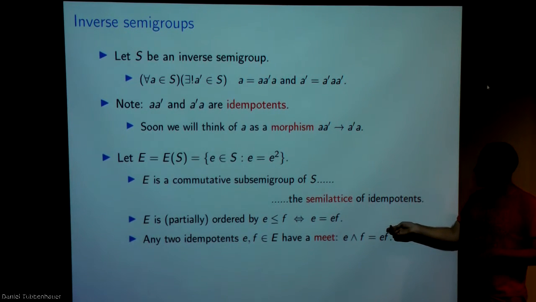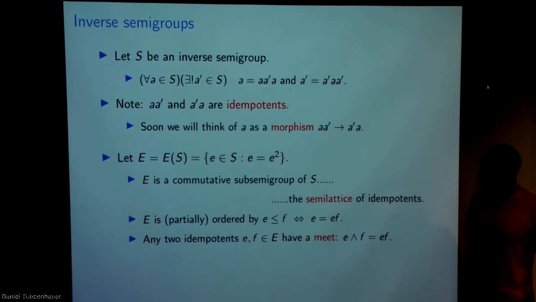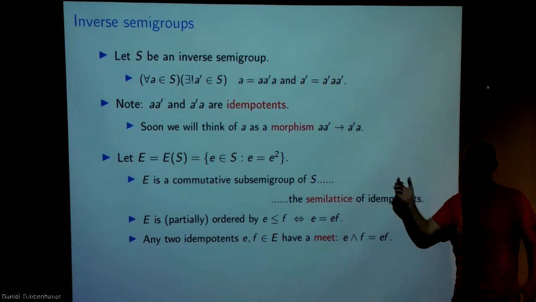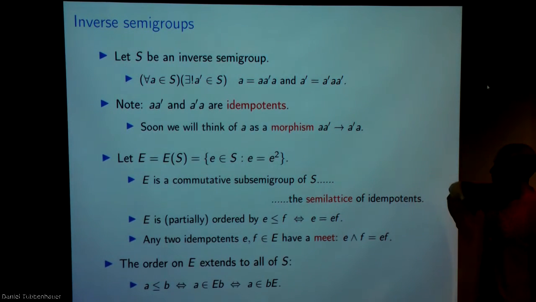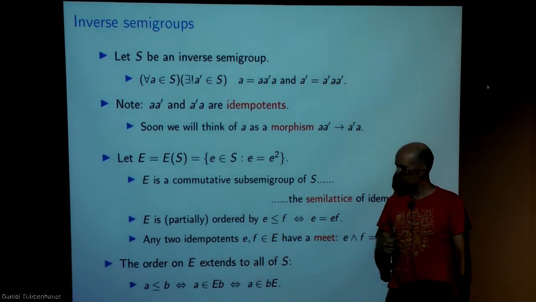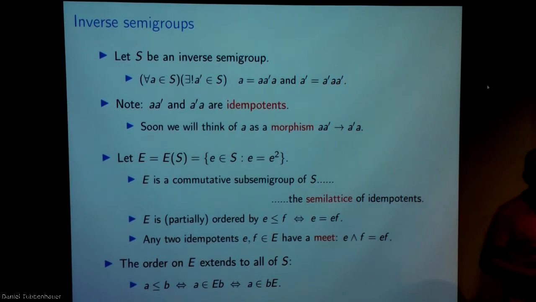Right? And conversely, if you have a semi-lattice or a poset where every pair of elements have a meet, you can just define, well, meet is just a semigroup operation on that set. Okay, so E is a partially ordered set, and that turns into a partial order on the entire semigroup. As follows: you just say A is below B if A is B times an idempotent on either side, which implies the other.